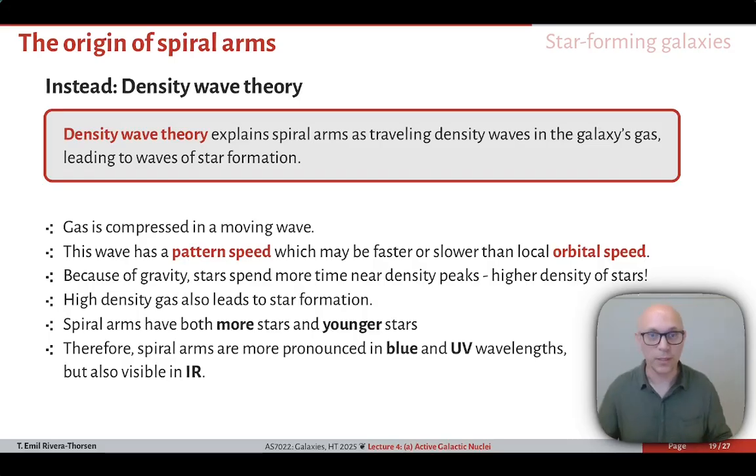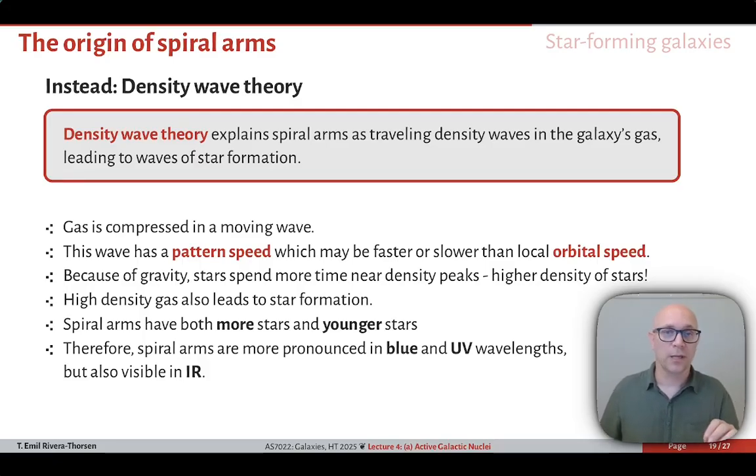But it can also happen the other way around, that the pattern speed is faster than the orbital speed, where something similar will happen, but the density wave will come from behind you and overtake you instead. So basically the opposite of a traffic jam, I guess you could say.